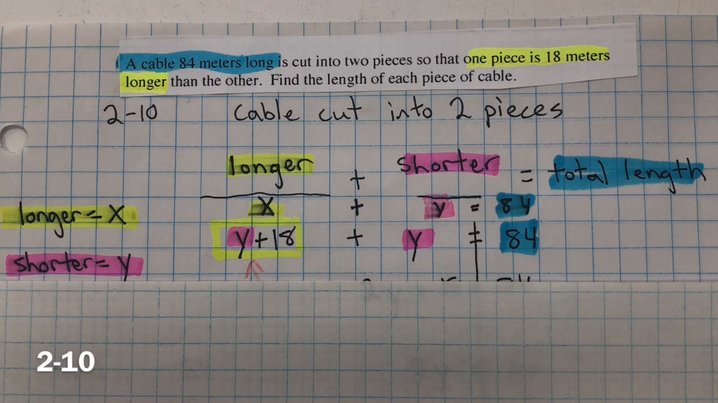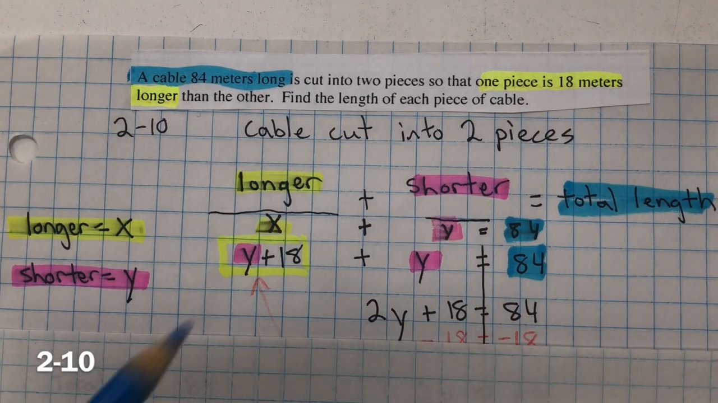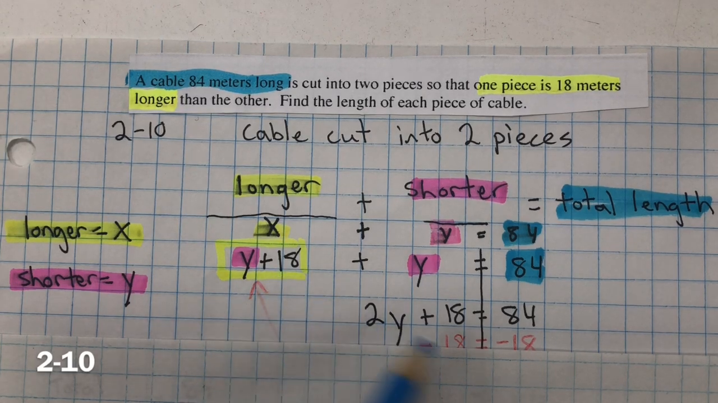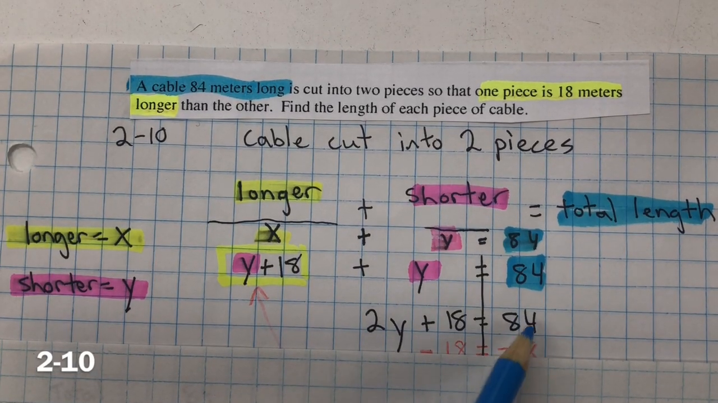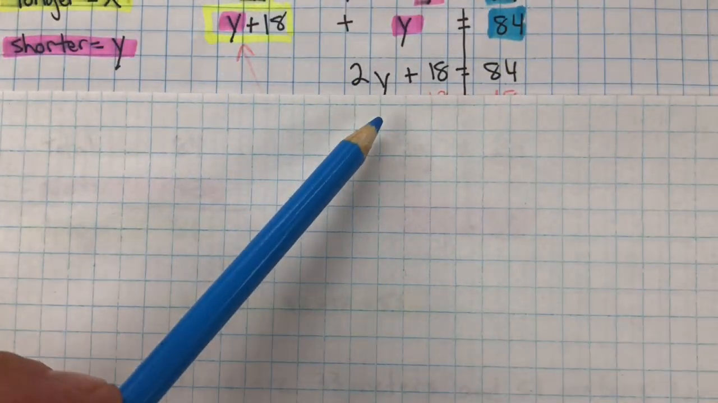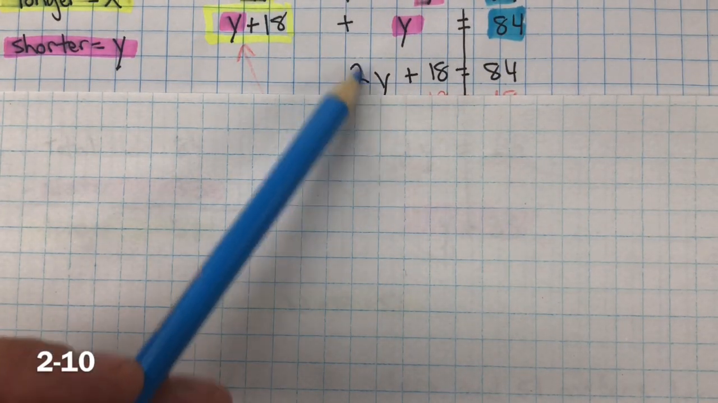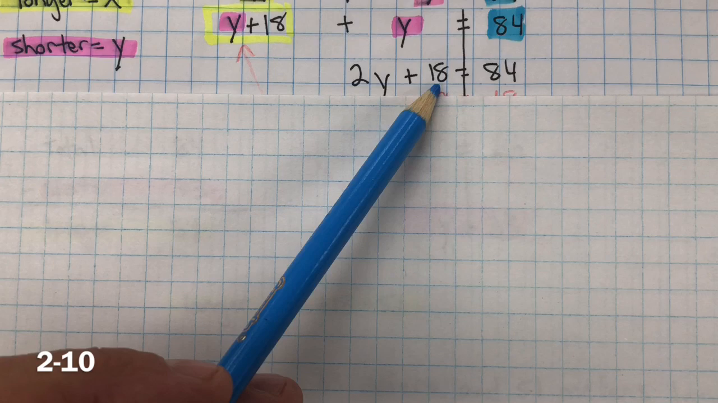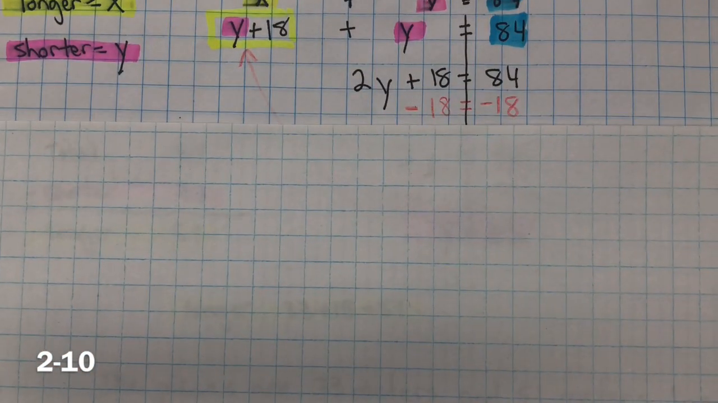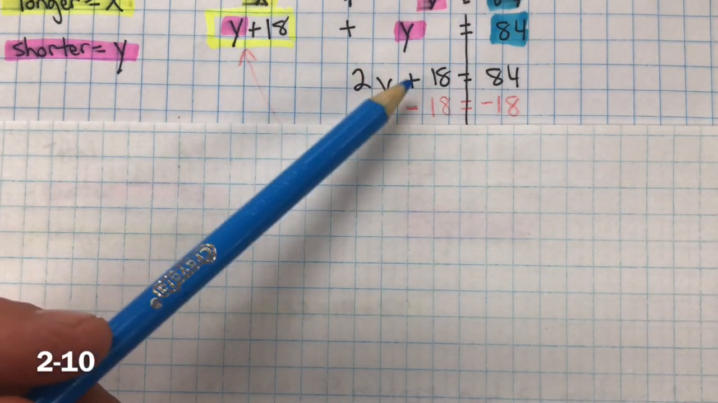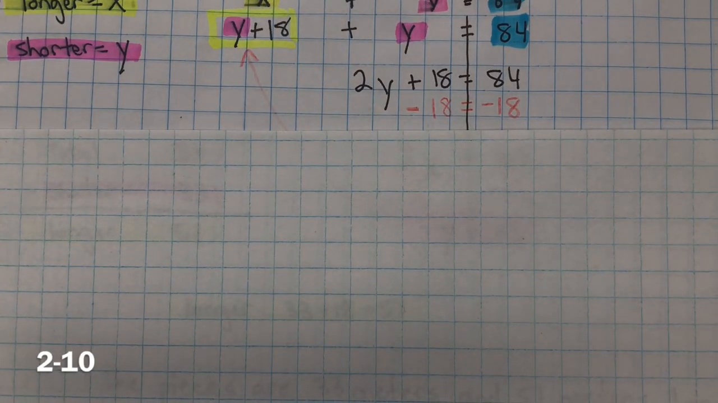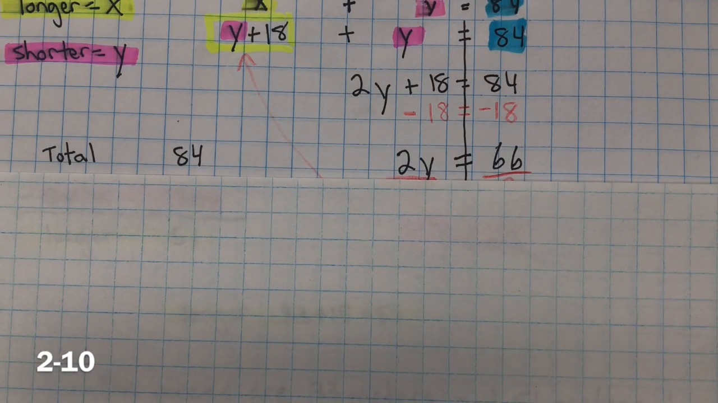Now we're going to combine like terms. And we have y plus y equals 2y, and 18, so plus 18 equals 84. So now we need to get y by itself. We want to isolate the variable, and so we're going to take the inverse property of addition, which is subtraction. So we're going to subtract 18 from both sides. This creates a 0 pair. 84 minus 18 equals 66. So now we have 2y equals 66.